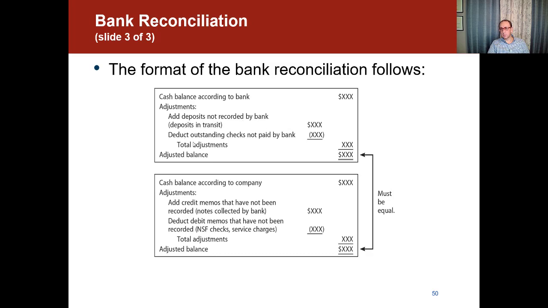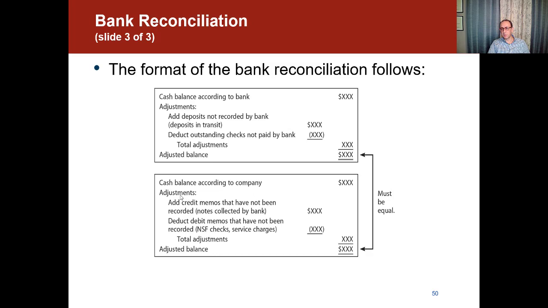And then we deduct something called outstanding checks. Outstanding checks are the checks that we signed and gave to maybe our vendors, and the vendors didn't cash them yet. So the bank doesn't know about it, but in our records it shows that this is a cash payment. So we have to deduct the outstanding checks from our balance according to the bank. So remember, we add deposits in transit, subtract the outstanding checks, and then the difference is going to be added to the cash balance according to the bank, and that way we get the adjusted balance.